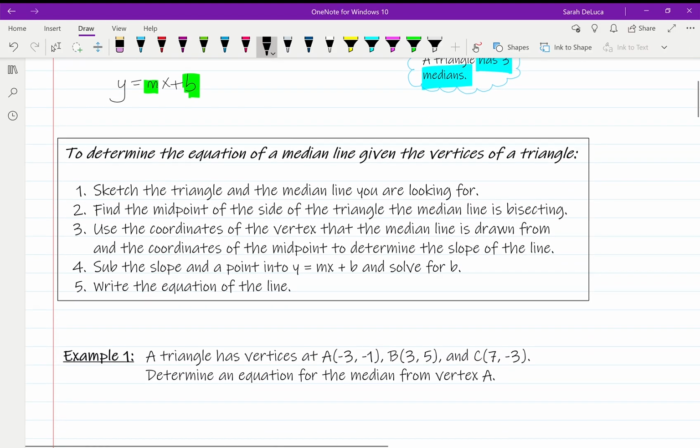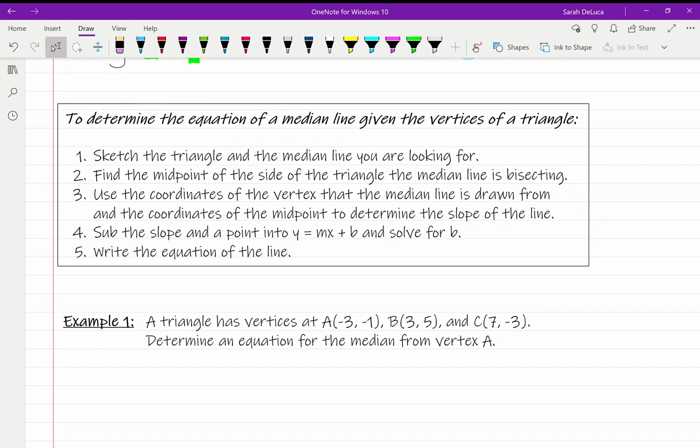So here are the steps to determine the equation of a median line given the vertices. It's always good to sketch the triangle and the median line you're looking for, because you want to make sure you use the proper vertex point. So you want to draw a quick sketch. That doesn't mean you need to have the whole Cartesian plane. I mean sketch the triangle with the points relative to each other in the right spot, but you don't need a proper scale and all that stuff.